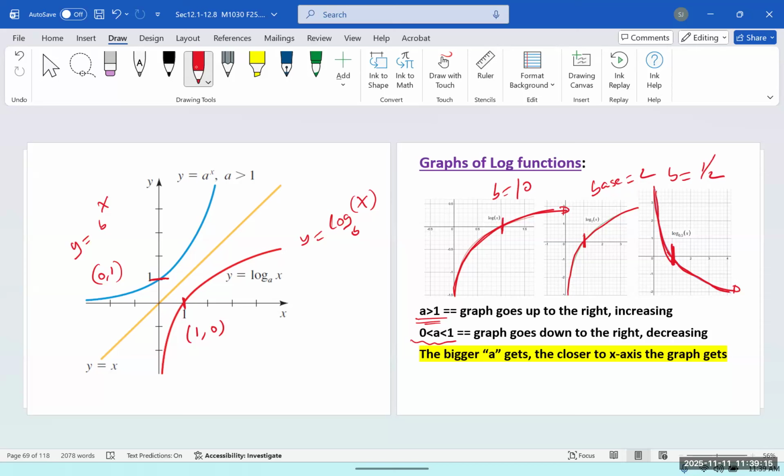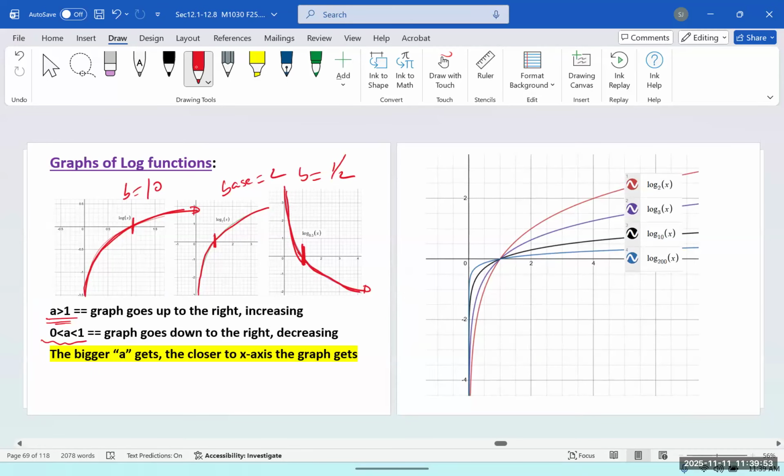Now, the bigger the base gets, the closer it gets to the x-axis. Look at this one. Our base is 2, so it's far from the x-axis. Here, our base is 10, it's closer to the x-axis. So the bigger the base is, the closer it gets to the x-axis. For the exponential, it was the other way around. The bigger the number was, the closer it was to the y-axis. And here, the bigger the base, it gets closer and closer to the x-axis.